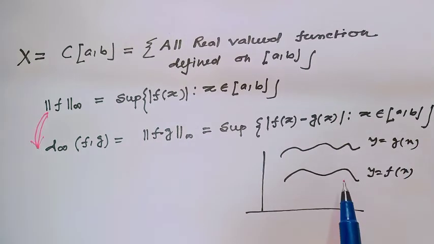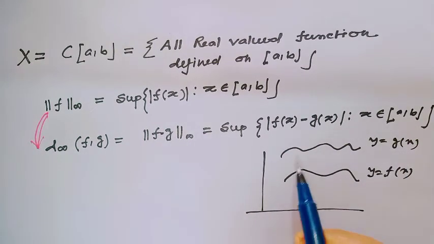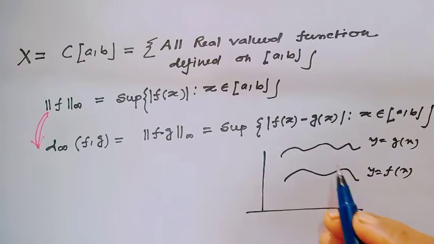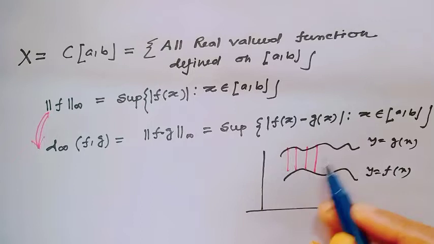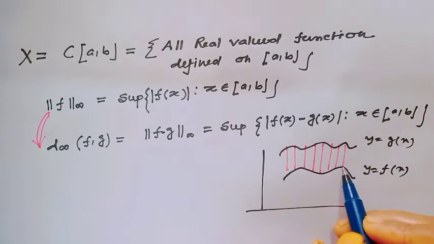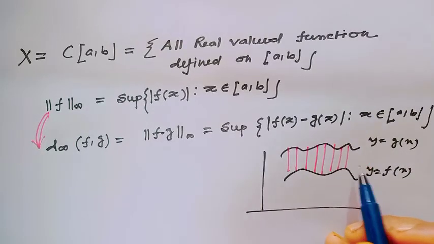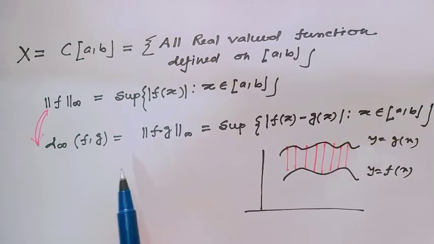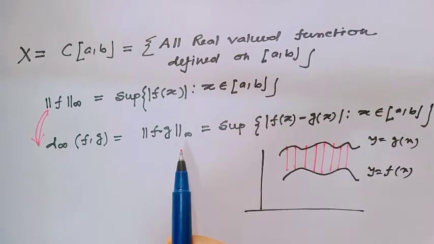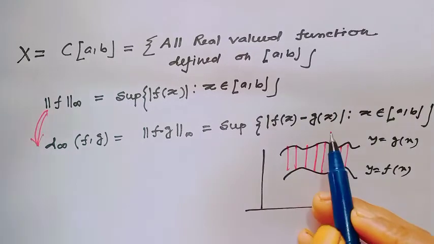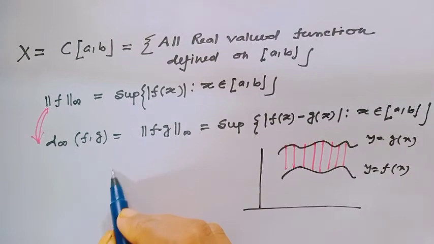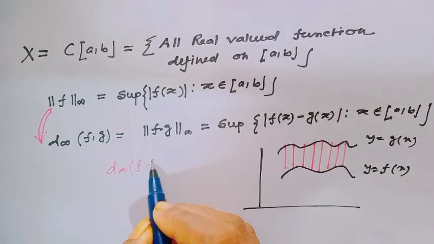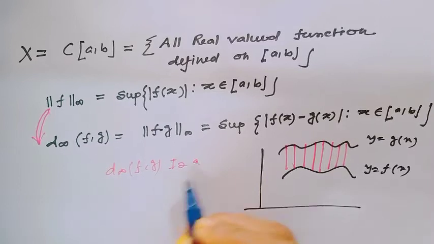And the picture is of this type: consider this function is f(x) and consider this function is g(x). Then this is the distance between f(x) and g(x). Then the metric is defined as the supremum distance of these two functions. Are you getting it? Let's verify that d infinity of f comma g is a metric space.